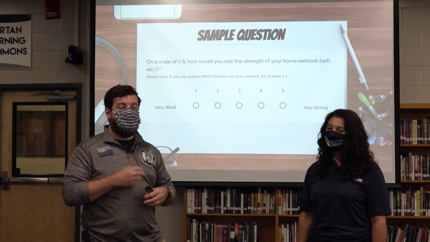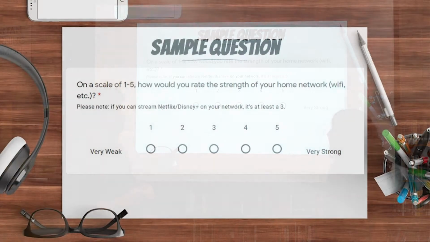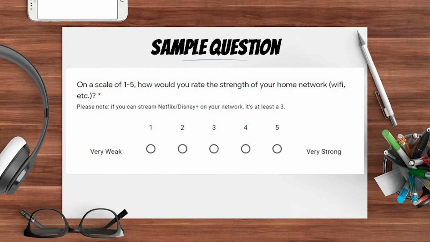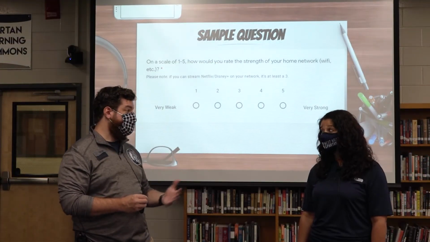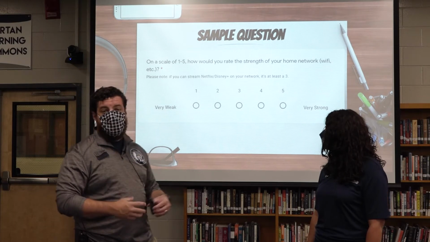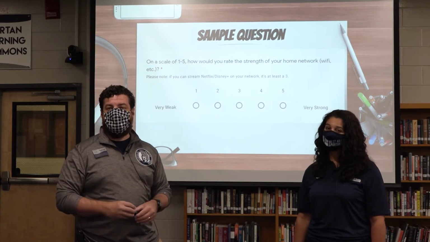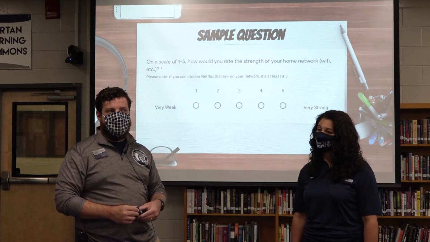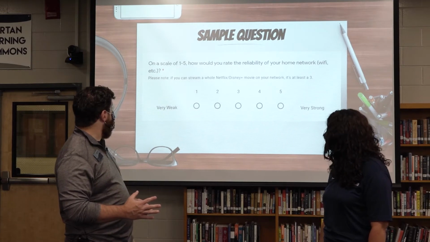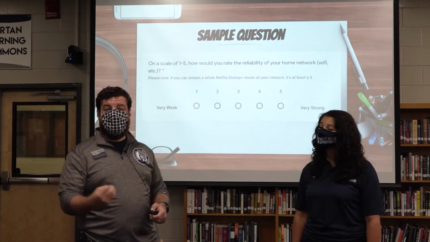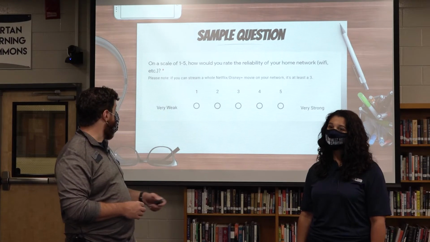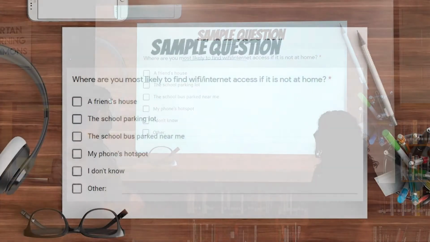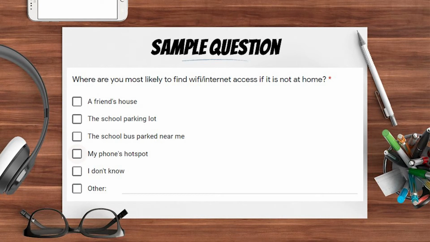And then I added this little description. If you can stream Netflix or Disney Plus on your network, it is at least a 3. This is because I found that students had very different ideas of what a reliable or strong home network was when 3 of their siblings were all streaming Netflix and they were playing video games at the same time and experiencing lag. That's a pretty good network. And then the reliability of their home network, again, rating that on a scale of very weak to very strong. And then where students are most likely to find Wi-Fi or internet access if it goes out at home.